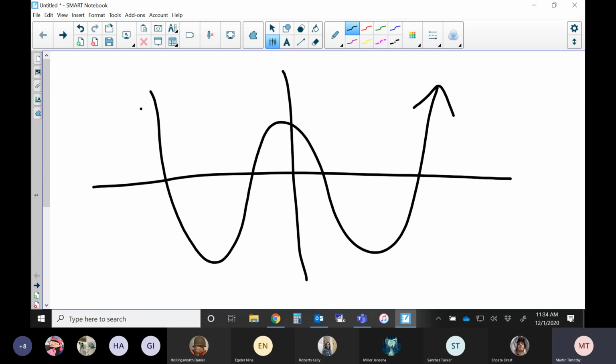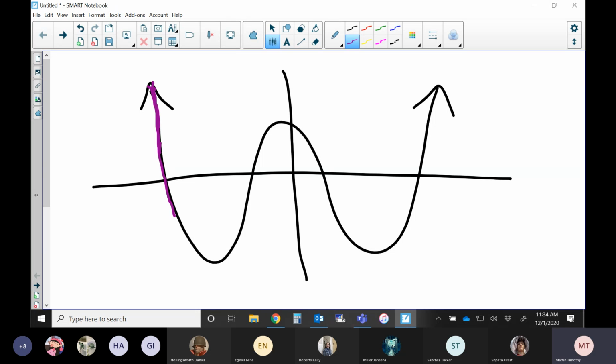Same type of graph, very similar. Where is this graph decreasing? The way I look at decreasing is from left to right. What is this graph doing? Pretend it's a movie. What is this story doing? Is this character having a good thing happening in their life, or bad things?